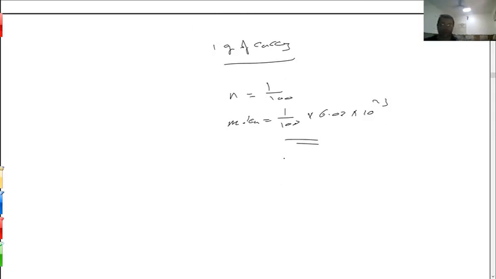Word equation, we write the names of the reactants and the products. Chemical equation, the formulas of reactants and products, but you need to balance it. Ionic equation depends on the type of reaction which we have.